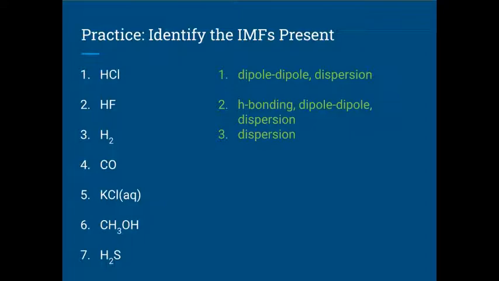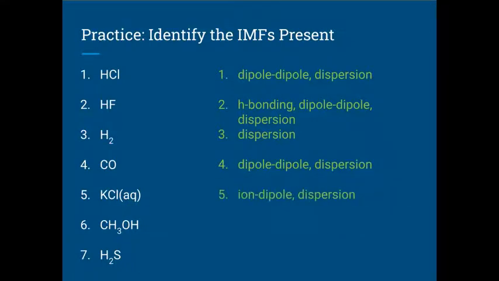Now let's take a look at number 4, carbon monoxide. The oxygen is more electronegative than the carbon, so you have an overall dipole moment. So the intermolecular forces present here are dipole-dipole and dispersion. So remember, when you're going to predict boiling points, you're going to go by the strongest one present. So that's this first one I have listed is the strongest one. That's the one that's most important to identify and use to say which one's going to have a higher or lower boiling point.